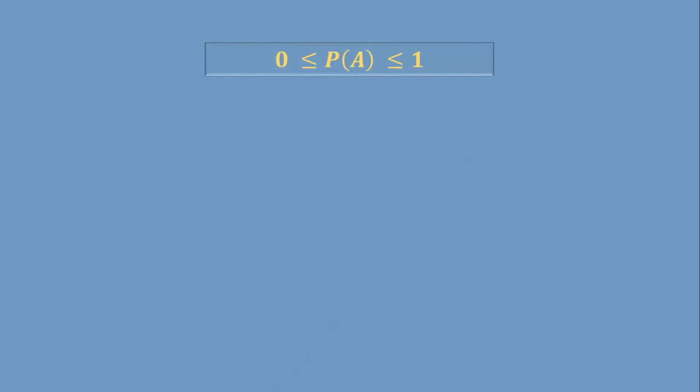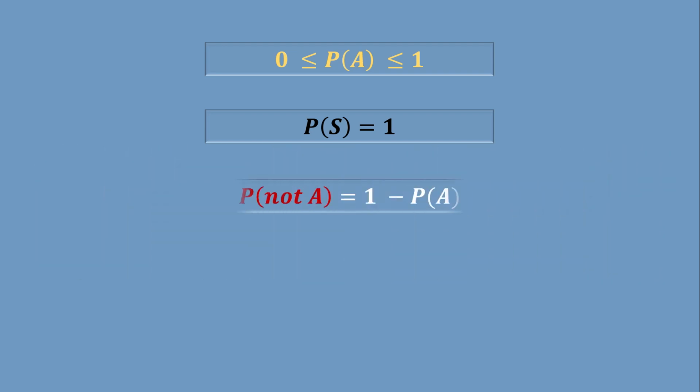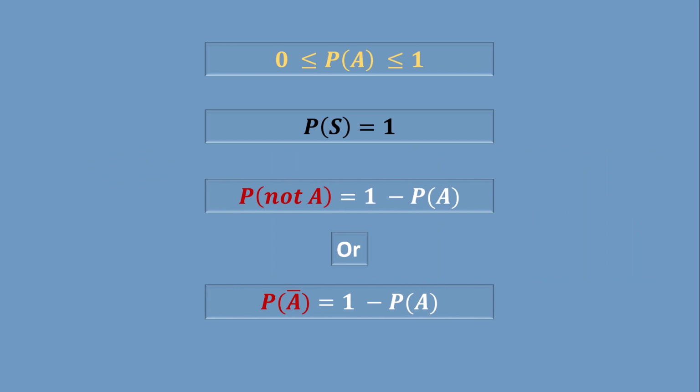First, the probability of an event is always between 0 and 1. The minimum probability is 0 and the maximum probability is 1. What is the probability of the sample space? It is always 1. Now let me define complement. The complement of A, which is an event, consists of all elements in the sample space except A. So you see the notation, it is A bar. Now let me give you the complement rule. Probability of A complement equals 1 minus probability of A.